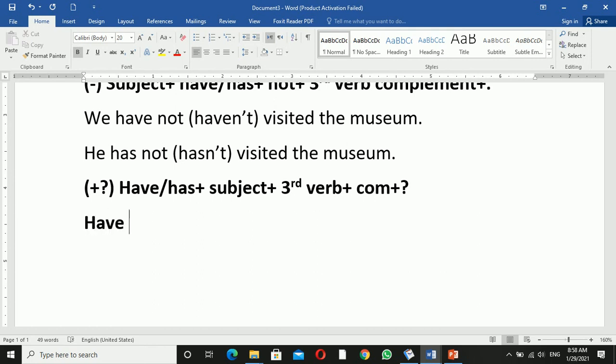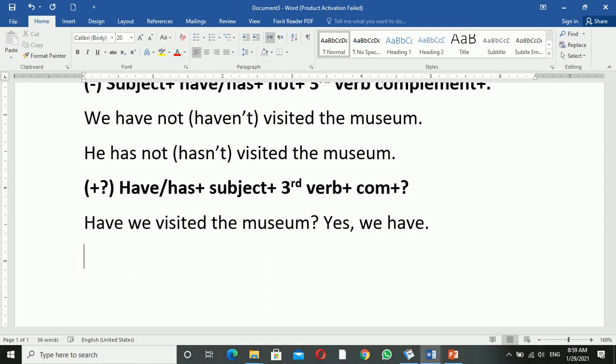Have we visited the museum? Have you visited the museum? Question mark. If you have visited, if the answer is yes, you should say yes, we have. Right? The second one is has he.